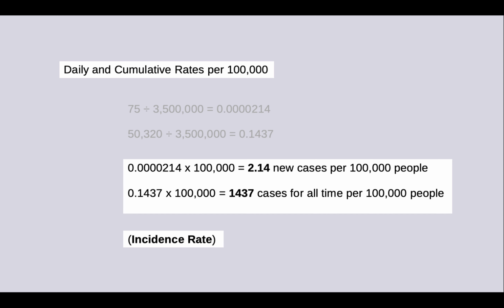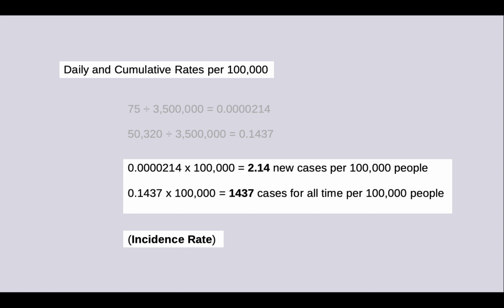Instead, we take that cases per capita and multiply it by 100,000 to get a number of cases per 100,000 people. This has the benefit of being like numbers of a size that we're familiar with, that we are used to using. And also it makes sense. I mean, 100,000 people, well, the city of New Haven has about 130,000 people in it, so you could almost say probably yesterday New Haven had about 2 new cases. Probably for all time, New Haven has had about 1,437 cases.